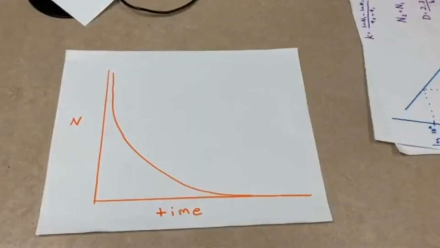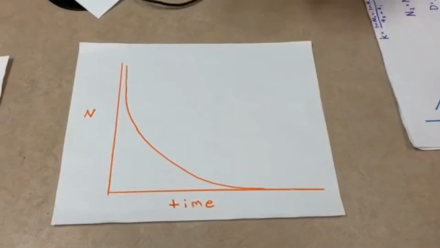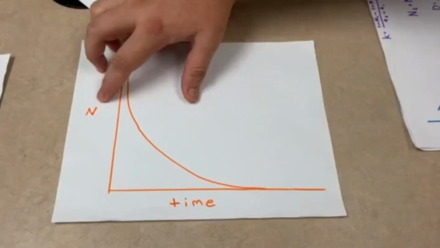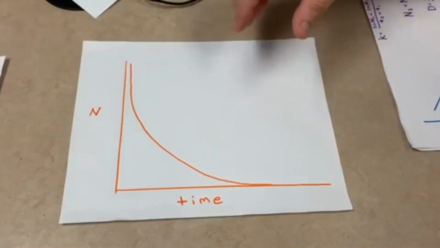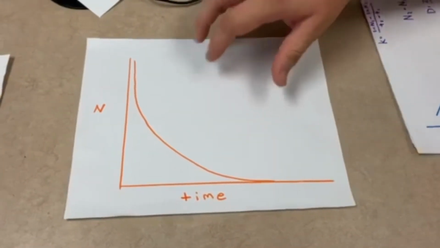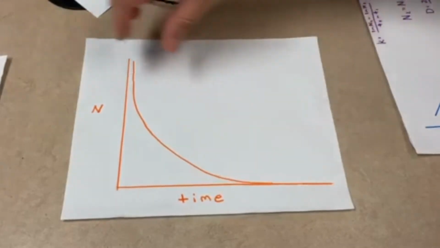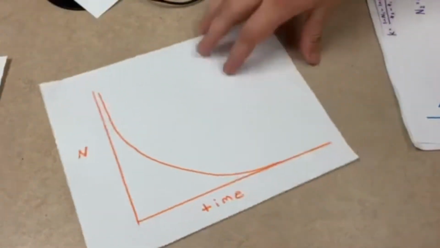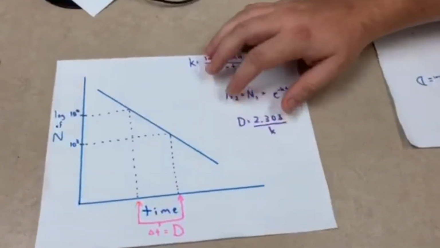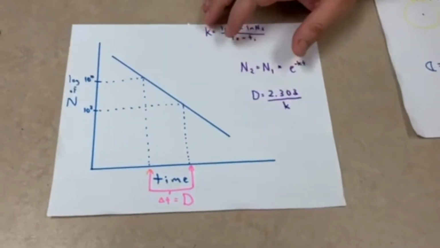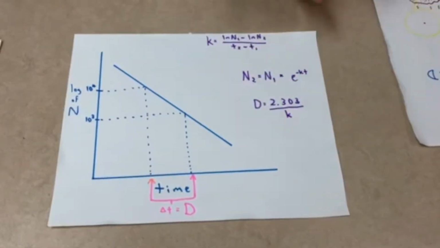This is a graph expressing the relationship between N, the number of microbes, and time. As you can see, as your time increases, the number of microbes die exponentially. If we wanted to graph the death of microbes linearly, we could do so using log.